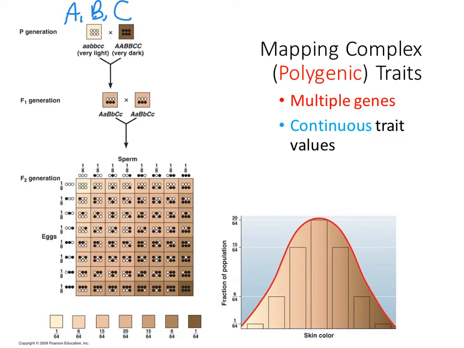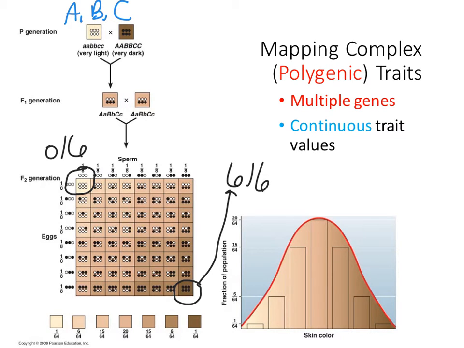Each of those capital letters produces a little bit more pigment. So if you have a capital letter at A or B or C, your cells make a little bit more pigment. And there's only one combination down here in the bottom that gives you 6 out of 6 capital letters. So that's the darkest skin color that could be produced. On the other end of the spectrum, you have 0 of the 6 alleles are capital letters. That's the lightest skin tone that could be produced in this example.